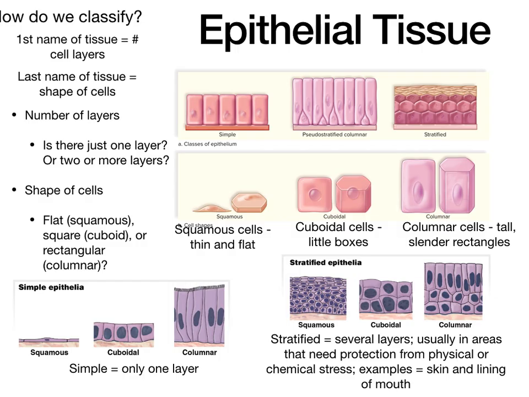So the simple is only 1 layer. You can see the examples over there: the simple squamous, the simple cuboidal, and the simple columnar. And then we have our stratified, which are several layers, usually in areas that need protection from physical or chemical stress. For example, the skin and the lining of the mouth are very good examples of somewhere you'd find a stratified epithelium.